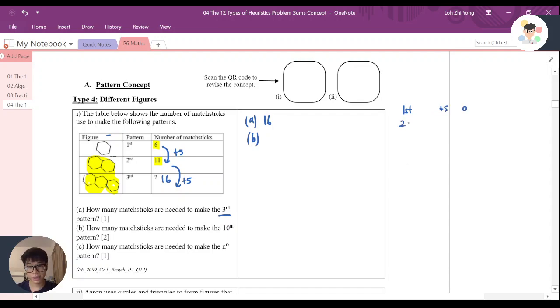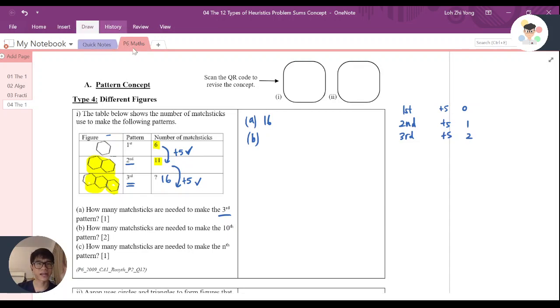If it is second pattern, we need to increase 5 for how many times? For 1 time. So increase 5 by 1 time. If it is third pattern, we need to increase 5 by how many times? 2 times. Look at here. 1, 2. Means that from the first figure, it increases for 2 times. Because if third, need to increase 5 for 2 times.